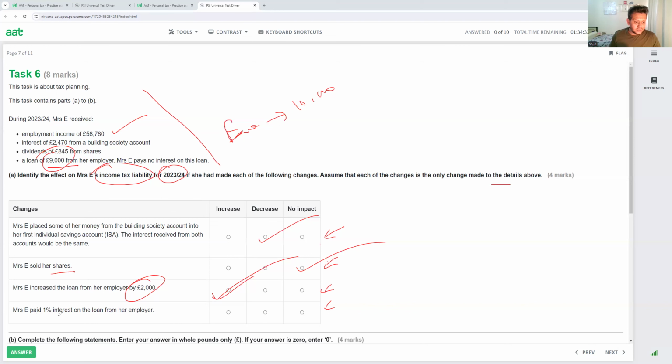Mrs. E paid 1% interest on the loan from the employer. Now the loan is 9,000, so if she pays 1% interest, there will be no impact on the tax liability. That's very simple. It's not going to be difficult, but if you don't know the rules, it could be very tricky in the exam. So be very careful. All right, let's move on to our next question.